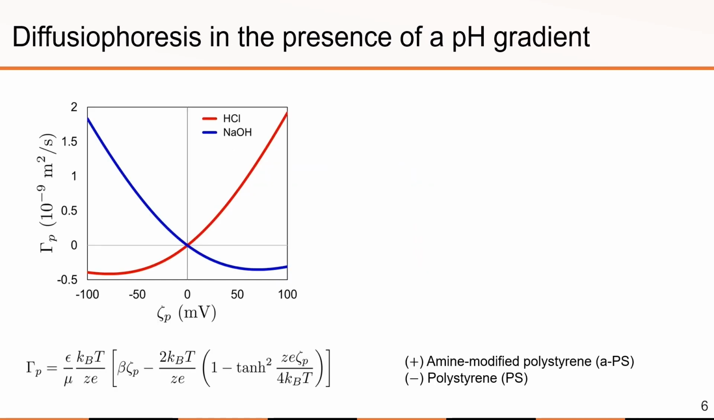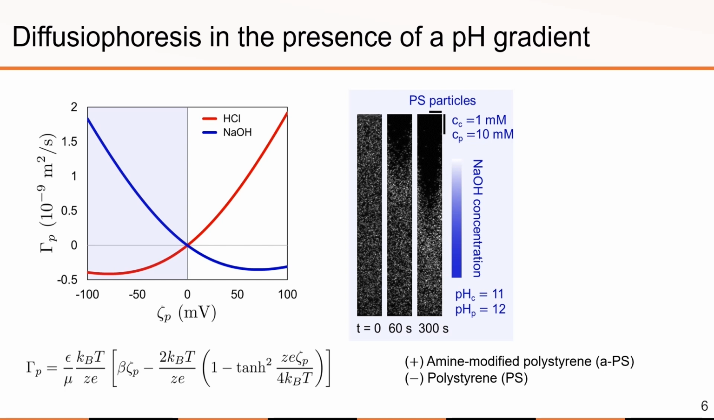diffusiophoresis. Now let's consider the simplest acid and base, hydrogen chloride and sodium hydroxide, and the corresponding diffusiophoretic mobilities at different zeta potential values. For hydrogen chloride, the mobility is positive for positive zeta potentials, whereas for sodium hydroxide, the mobility is positive for negative zeta potentials. Therefore, if we put the negatively charged polystyrene particles under a sodium hydroxide gradient, the particles move up the gradient.